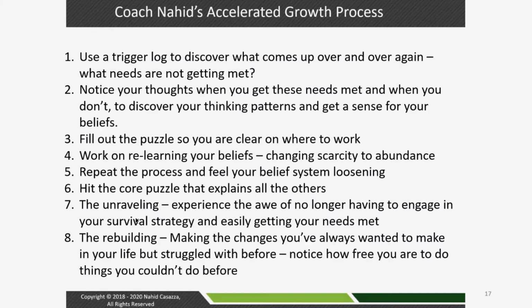And then once you've unraveled for a few weeks, you're sort of in that foggy phase of transitioning, where you're not having to do the same behaviors, but sometimes you still do them. You just don't feel like you're compulsively doing them. You're doing them just because you haven't ever done anything else in these situations. Then you go through what we call the rebuilding. The rebuilding is where you're consciously making the changes you've always wanted to make in your life, but you've struggled with before.